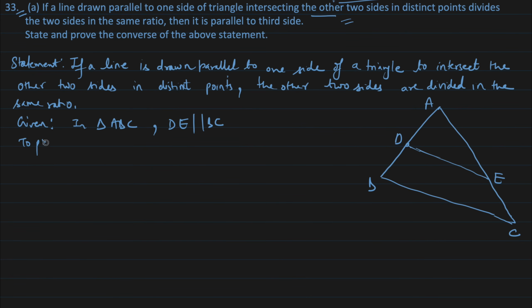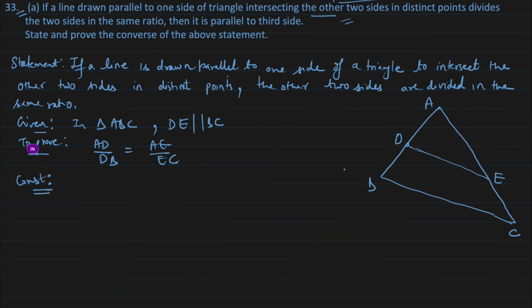What do we have to prove? We have to prove that the two sides are divided in a proportion, right? So AD by DB equals AE by EC. This is what we have to prove. Okay, so for that we first have to do a construction, right? I hope you all know what the construction is.